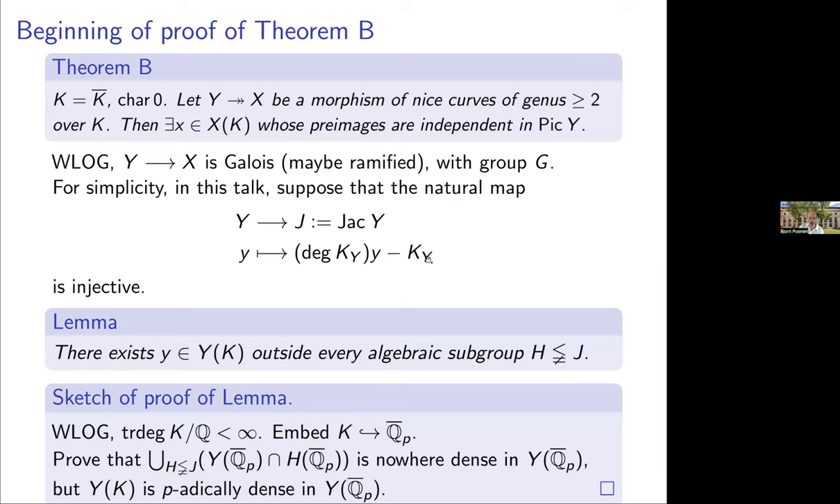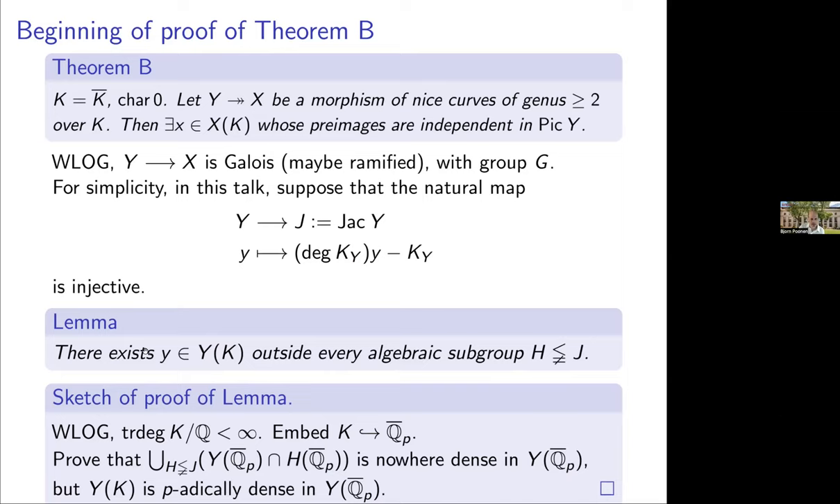Okay, so this is a map from Y to J and it's a morphism, and it's so canonical that it's going to be equivariant for any group acting on Y. One thing that it might not be is injective, because of this multiplication happening inside the Jacobian. But often it is injective. So just for simplicity, so I don't have to say extra words in this talk, let me suppose that it actually is injective.